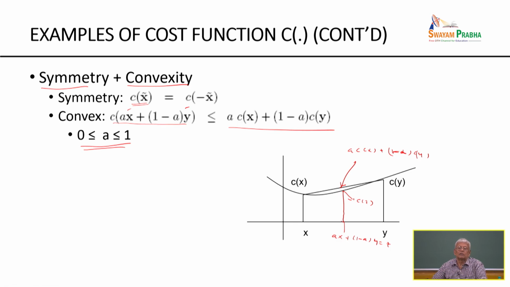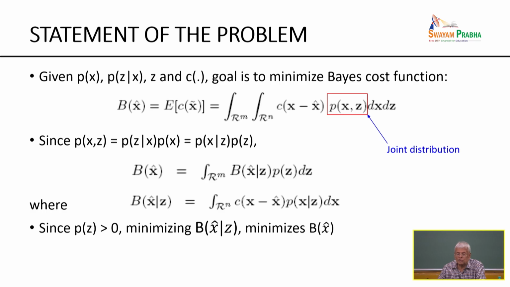So in general, one way to choose the cost function is that it is symmetric. That means the value is independent of the sign. What is a function that is symmetric? Y is equal to x squared is a symmetric function. It is also convex. So quadratic cost functions satisfy symmetry and convexity very easily. So we can use a convex quadratic function as the cost function for Bayes estimation.